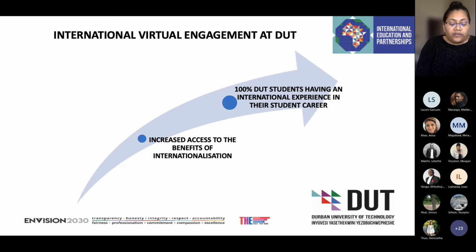So during the period of Envision 2030, our aim is to enhance this to 100% of students having at least one COIL or international virtual engagement experience within their student career. Through the promotion of study abroad and exchange, we hope to complement and supplement our international virtual engagement efforts at DUT with physical mobility opportunities as well.